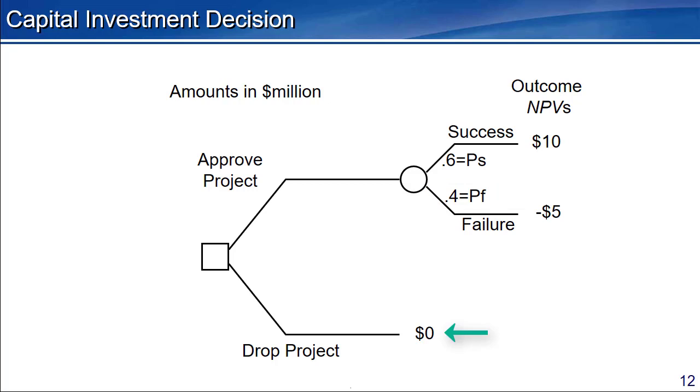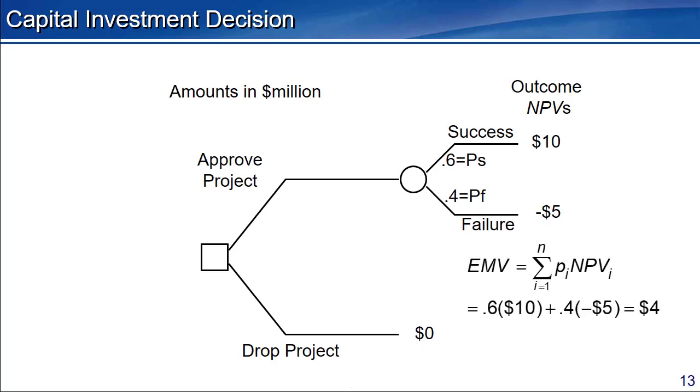The bottom branch is a drop or do nothing case for comparison and has zero value. Decision trees are solved working right to left. The possible outcome values are the NPVs at the right. The circle represents a risk or uncertainty event. The node's value is its EMV.